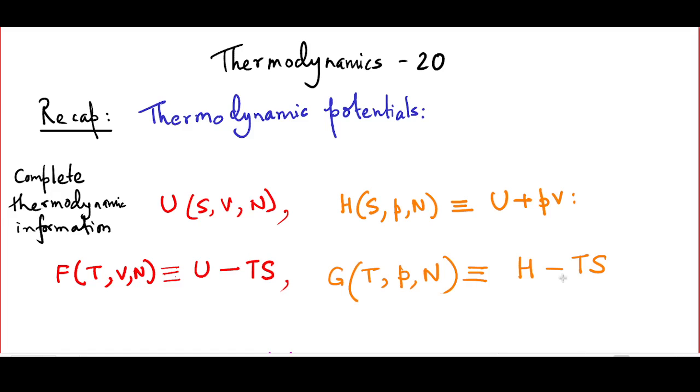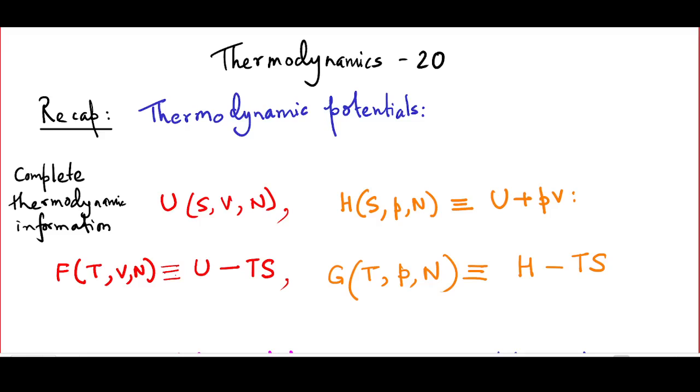U expressed as a function of say T, V and N will not have complete thermodynamic information. It's only when you express the Helmholtz free energy as a function of T, V and N that it does have complete thermodynamic information, and so on for the other thermodynamic potentials.